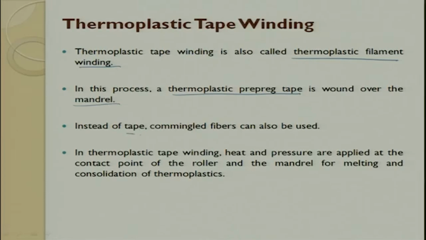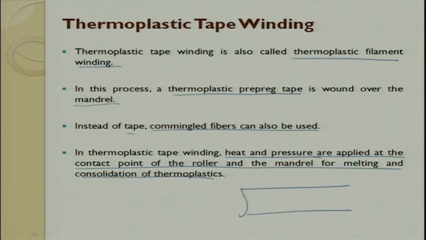So, instead of tape, complement fibers can also be used to get the required output. The tape after the winding is heated and pressurized, and pressures are applied at the contact points of the roller and the mandrel for melting to happen and the consolidation of thermoplastic happens.